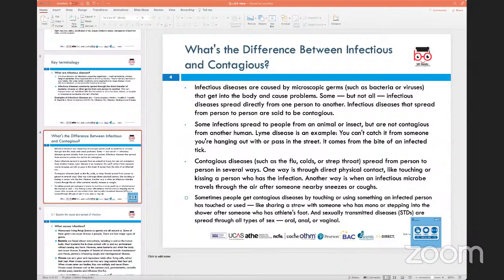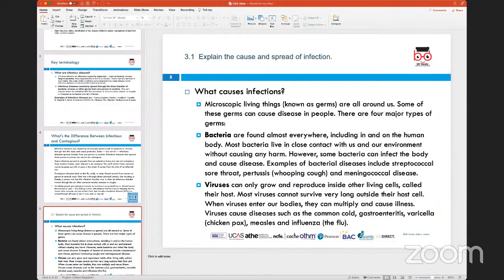Right. So from our aspect, what we want to be able to do now is primarily get into some of the assessment criteria, and then look at them in terms of how we reduce infection, and how we essentially control the spread of infection. So the first assessment criteria talks about explaining the cause and spread of infection.